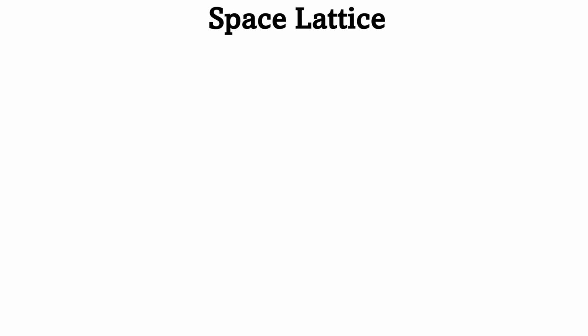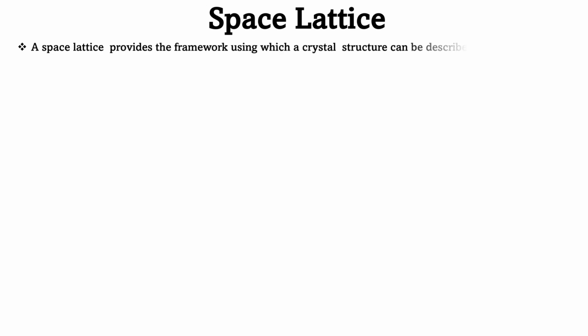So, a space lattice is defined as an infinite array of points in 3 dimensions, where every point has surroundings identical to those of every other point in the array.